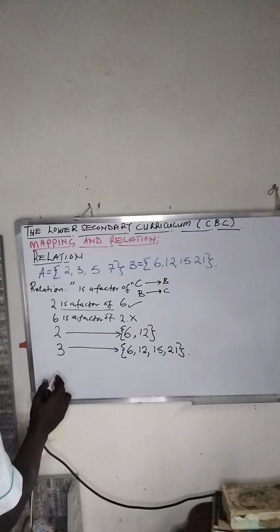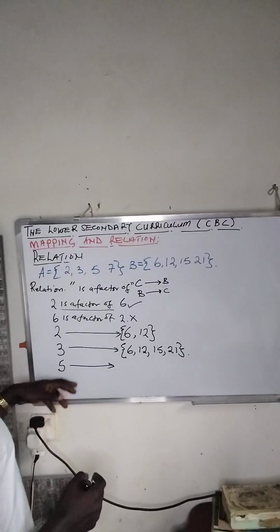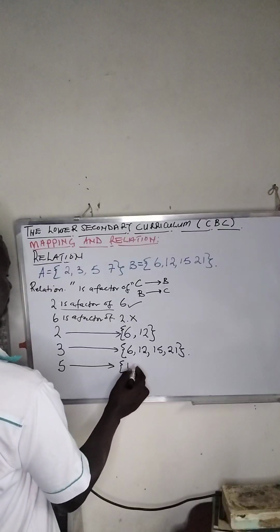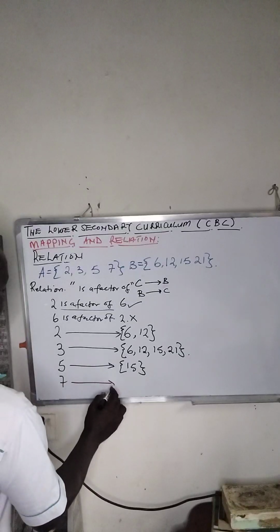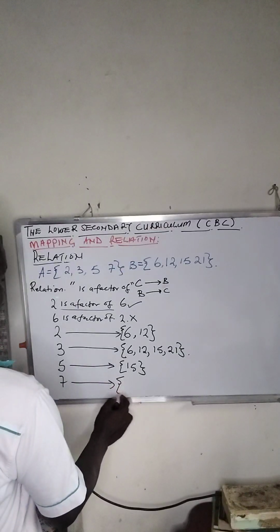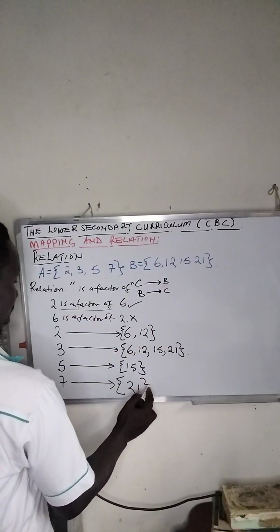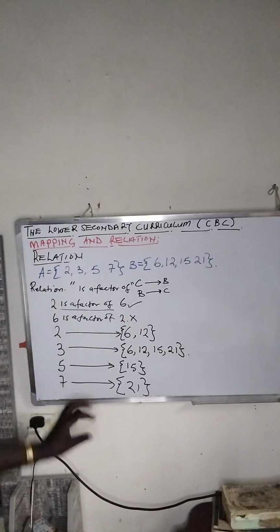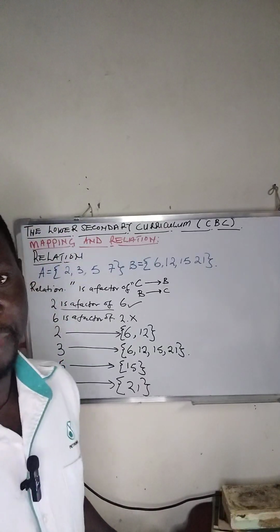Now, we are having a 5 again. I think you can map this one also, which is 5 is a factor of, then we write 15. Then finally, we have a 7, which is a factor of 21. That is the way we can represent this to define a relationship between these numbers, or between members in set A and those in set B.